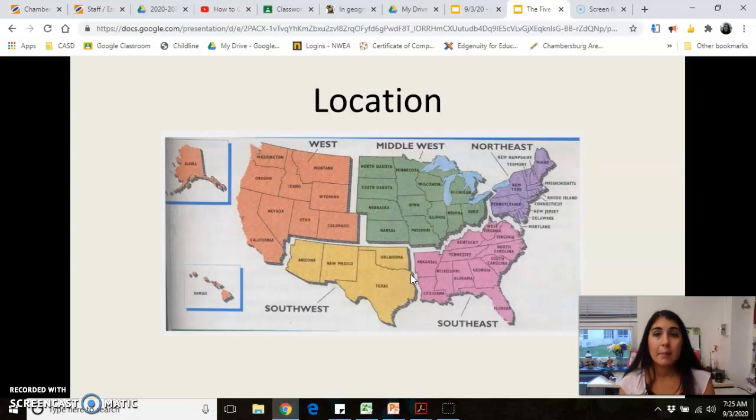Northeast. If you're living in North Carolina, like I was in high school and middle school, I was in the southeast. So one region that we have within our United States is by location, and that's just, the regions are defined by where your state is located.